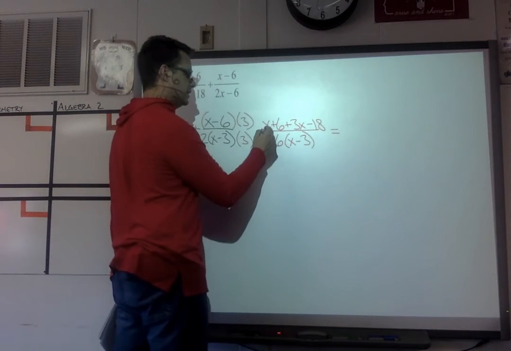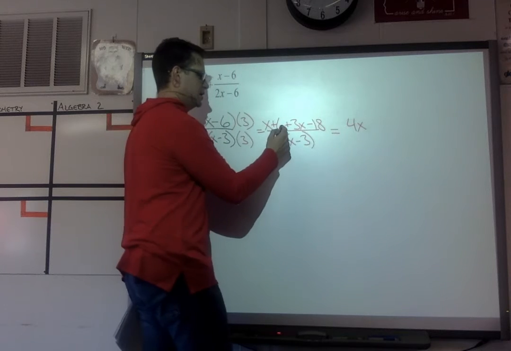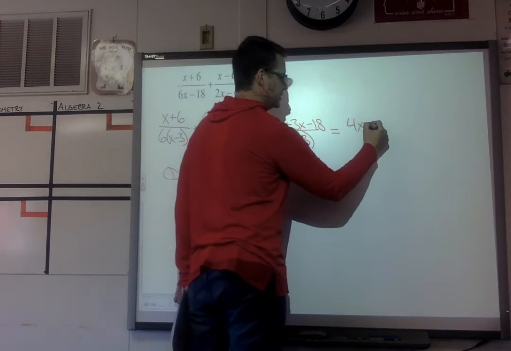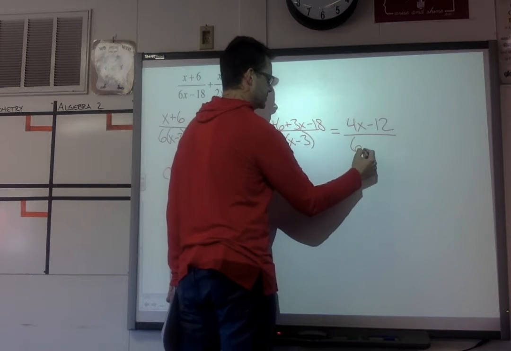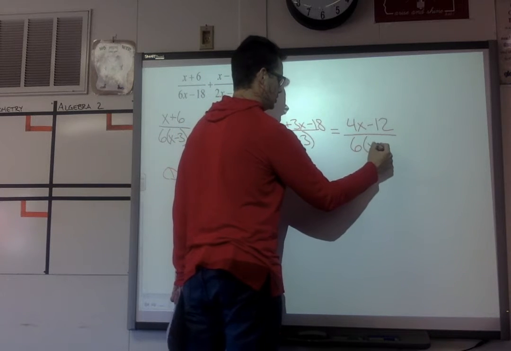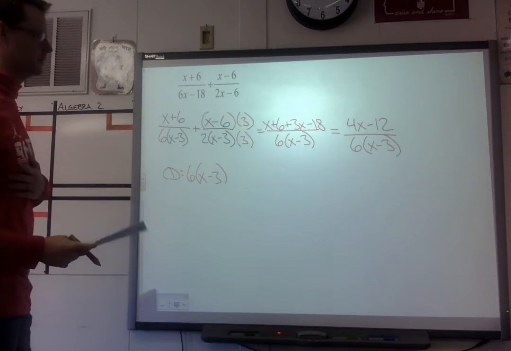Again, combine my like terms. X plus 3x gives me 4x. 6 minus 18 gives me negative 12. And that's all going to be over 6 times x minus 3.